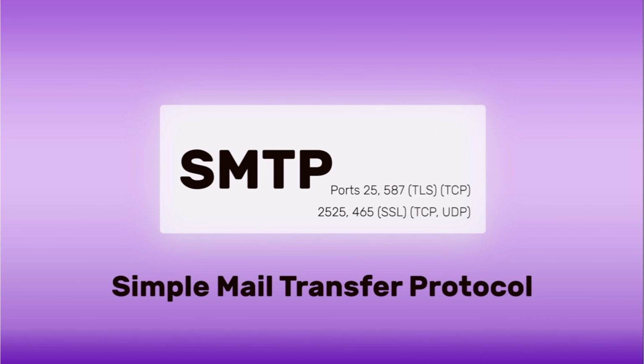So the next protocol we have is SMTP. It stands for Simple Mail Transfer Protocol. We use port 25, which is the standard port for SMTP, and we also use 587 over TLS, and these ports use TCP. Port 25 and also 465 over SSL use TCP and UDP. SMTP is used to send emails, and this protocol also operates on the application layer of the OSI model.